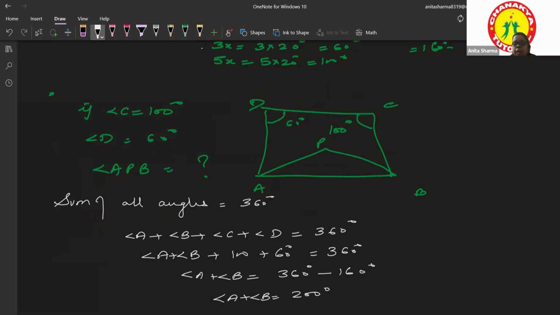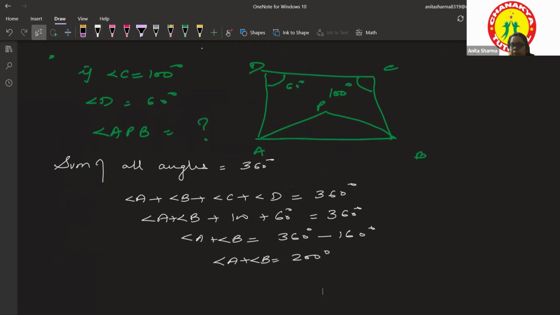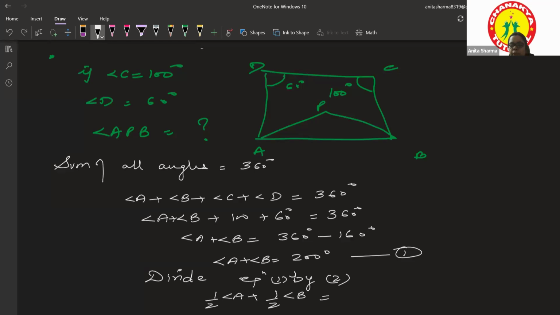Now we are given that AP and PB are the angle bisectors. So now you can divide, because we want a half of the angle. So divide equation 1 by 2. So half of angle A plus half of angle B will be equal to 100 degrees. Is it clear, children?